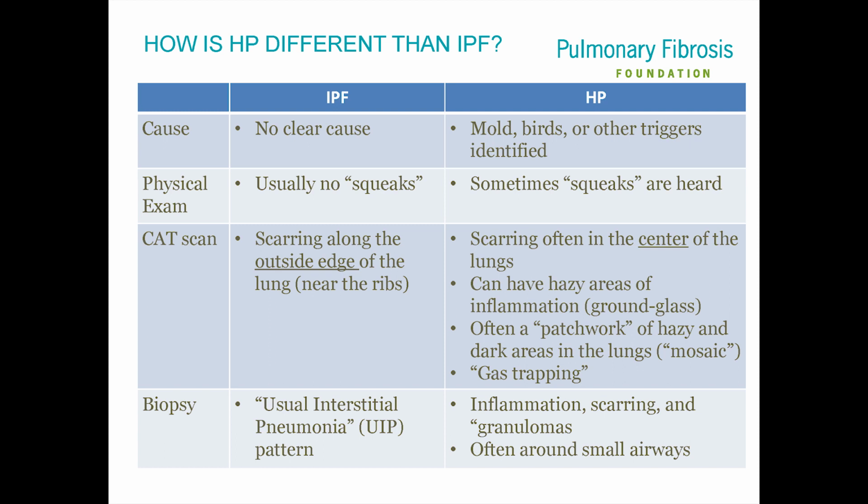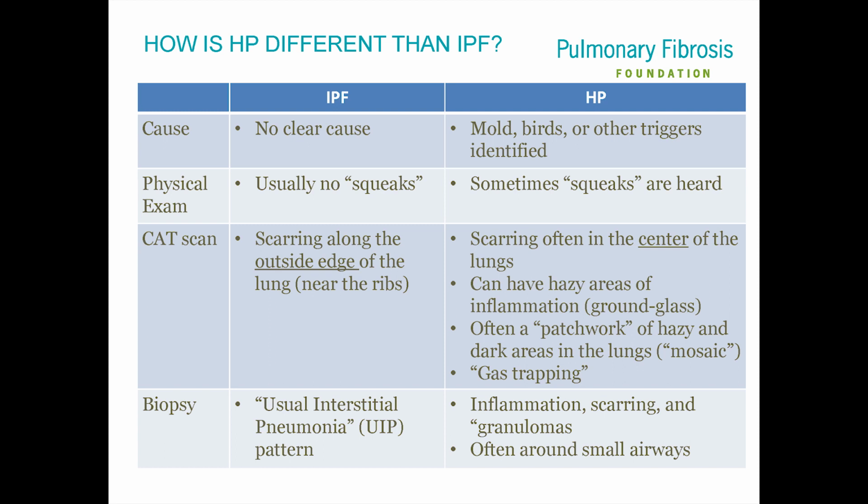We can also see differences on a CAT scan. In IPF, the scarring typically occurs on the outside edge of the lung, near the ribs. Now that doesn't mean outside the lungs, it's still inside the lungs, but it's along the outside edge of the lung. The truth is we can see that same pattern in HP, but we also see other patterns. We will see scarring in the center of the lung where the big airways are and the blood vessels are. We also can see inflammation, and you might hear doctors use the word ground glass.